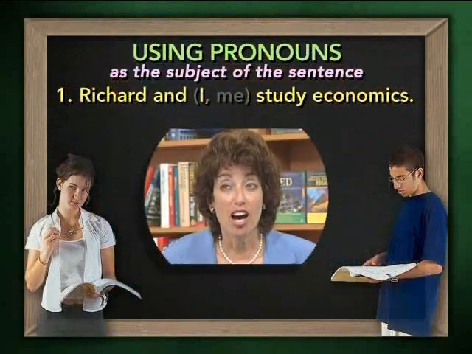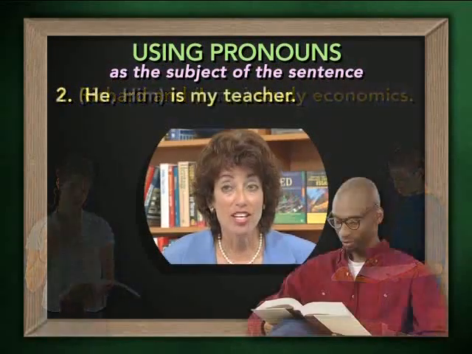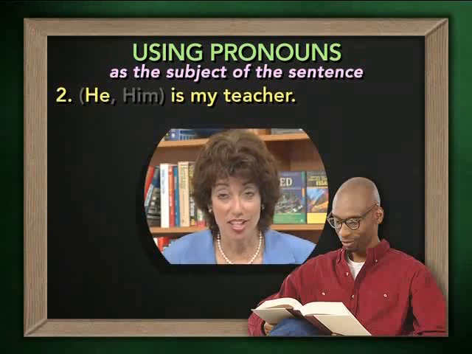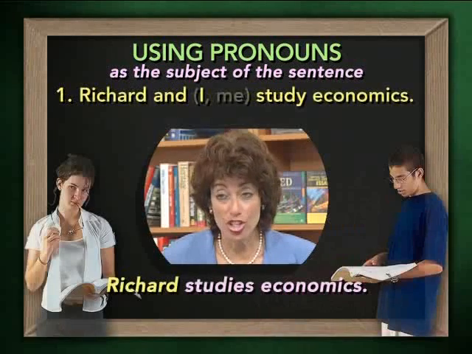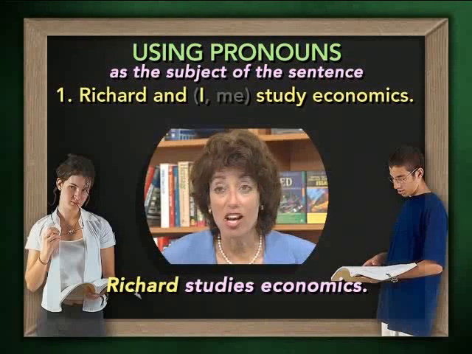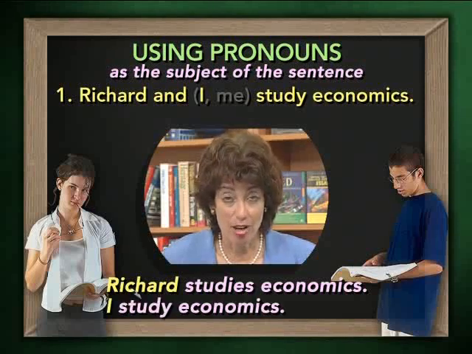The first two are the subject of the sentence. The second two are predicate nominatives. Richard and I study economics. He is my teacher. Let's go back to that first one. Richard studies economics. I study economics.